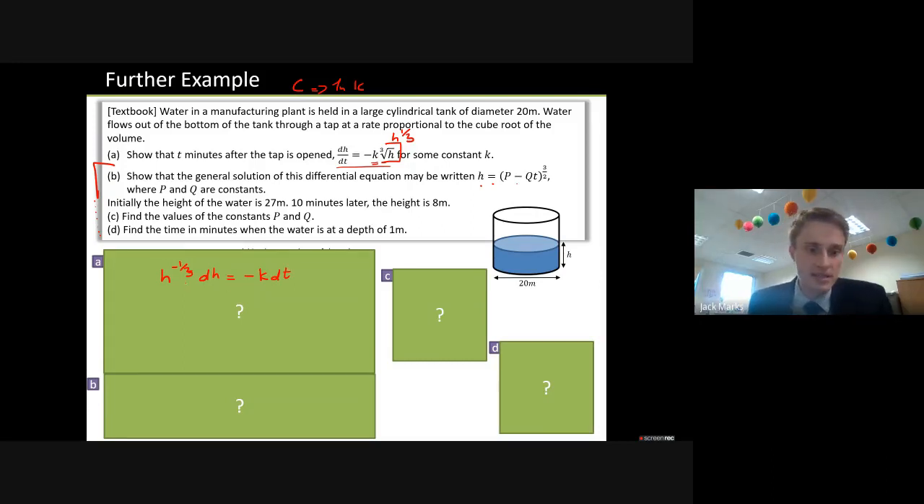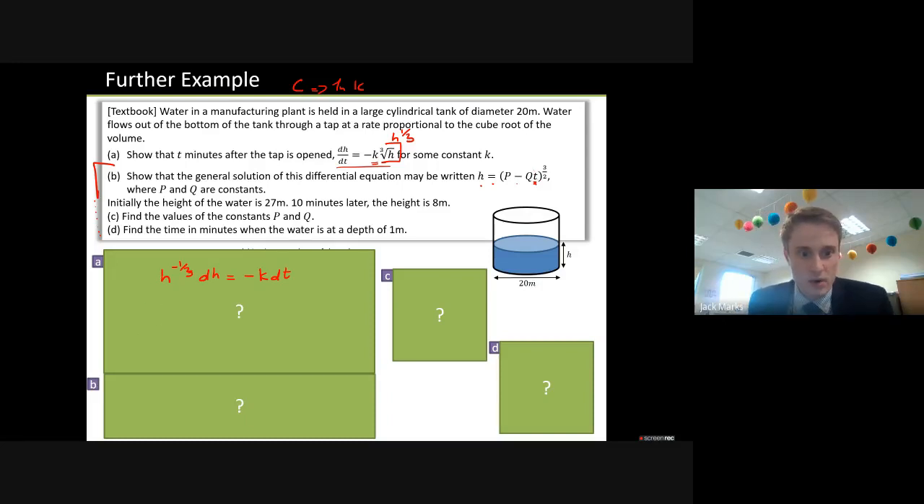So that's the separating step. So all the h's are on one side, all the t's are on one side. Again, you might say, where's the t? Well, the t is to the power of 0. You can't see it. How do I know that this is a good idea? Well, I also see t here. It implies that it's sort of just to the power of 1. So I feel like this might be the right way to go.